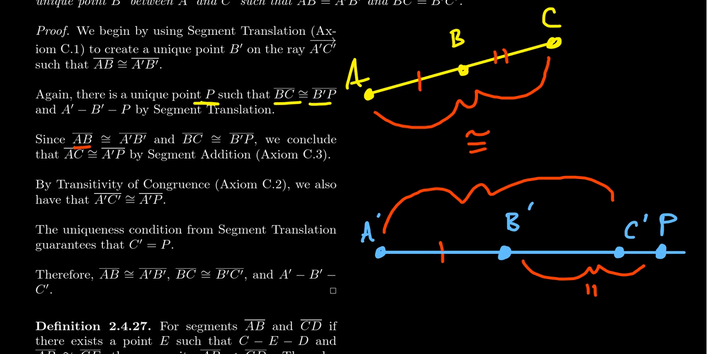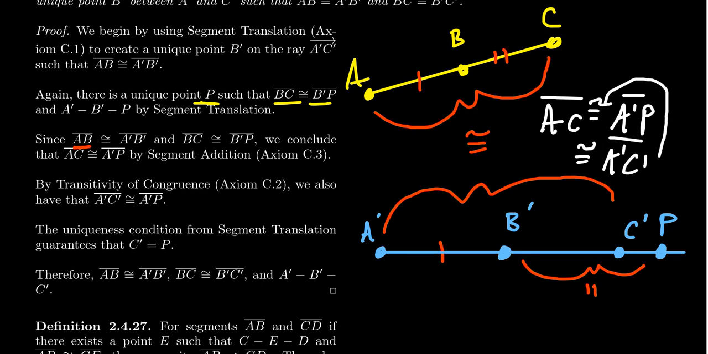So we know that this is congruent to that. We know this is congruent to that. So their unions must be congruent as well. So we're going to get that AC is congruent to A prime P, like so. But I should also mention that we already know by assumption that AC is congruent to A prime C prime, like so. So by transitivity of segment congruence, we have to have that A prime P is congruent to A prime C prime, like so.